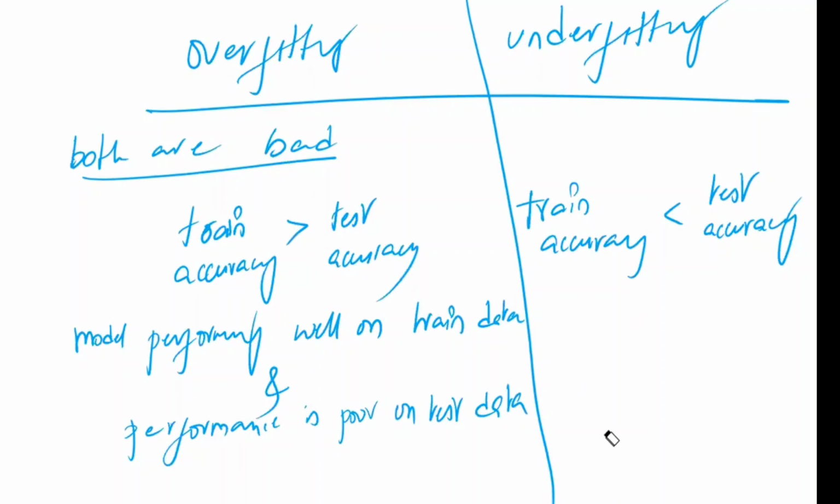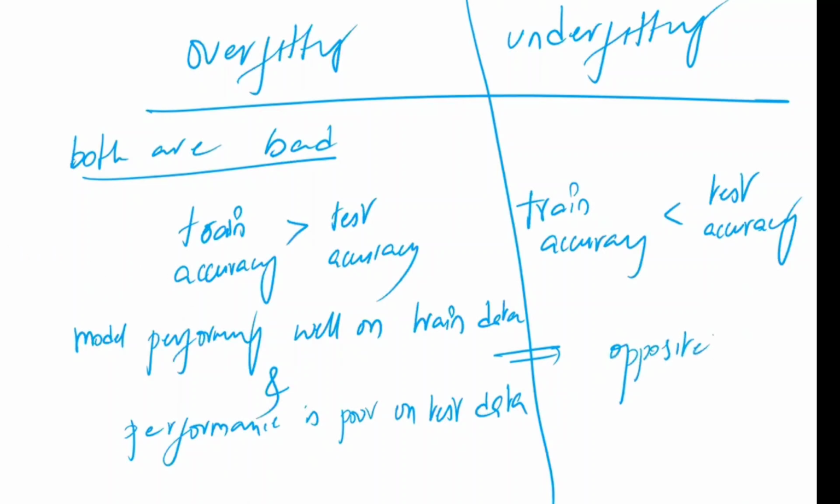Opposite to this is underfitting. Your model is performing on the test data very well, but on the train data it is not performing very well. It is called underfitting. Just opposite to this.